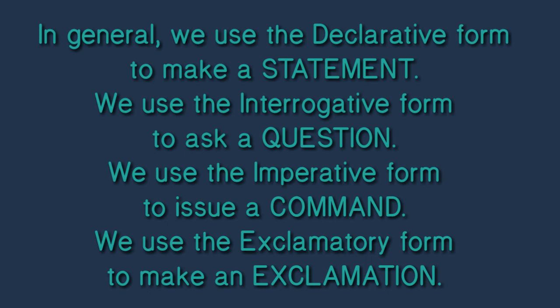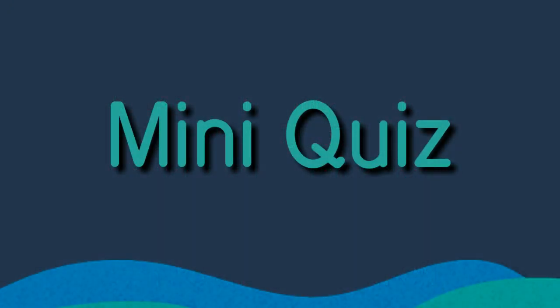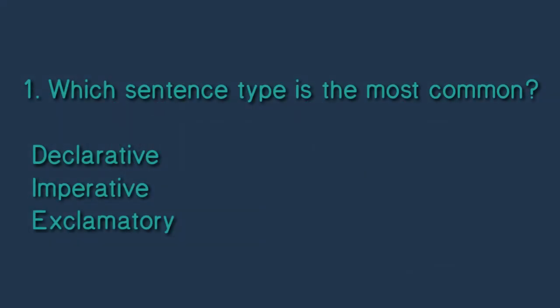I think you understood it well. And now we are moving to a small quiz session, and here it is. First question: which sentence type is the most common? That means, what's the most commonly used type of sentence called? The given options are declarative, imperative, and exclamatory. What's the answer? The answer is declarative, isn't it?